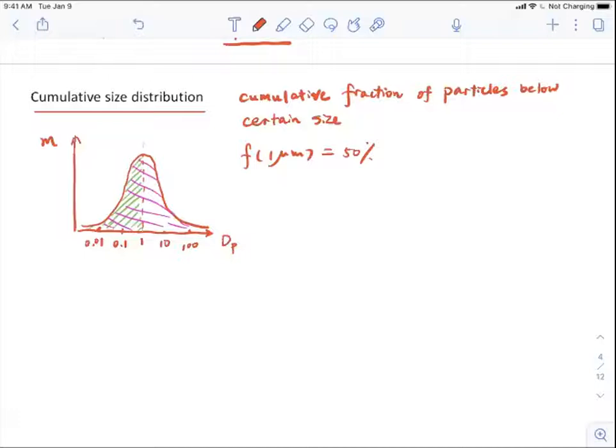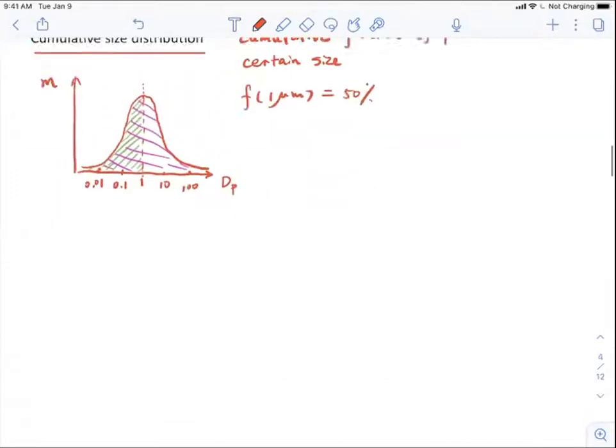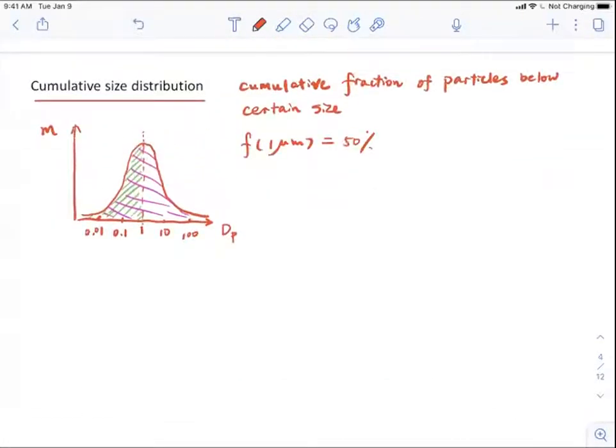Because you see that the highest peak is corresponding to 1 micrometer. And if you do the integral of everything below 1 micron and divide that value by the total concentration, you get 50%, right? So we can do a similar thing.